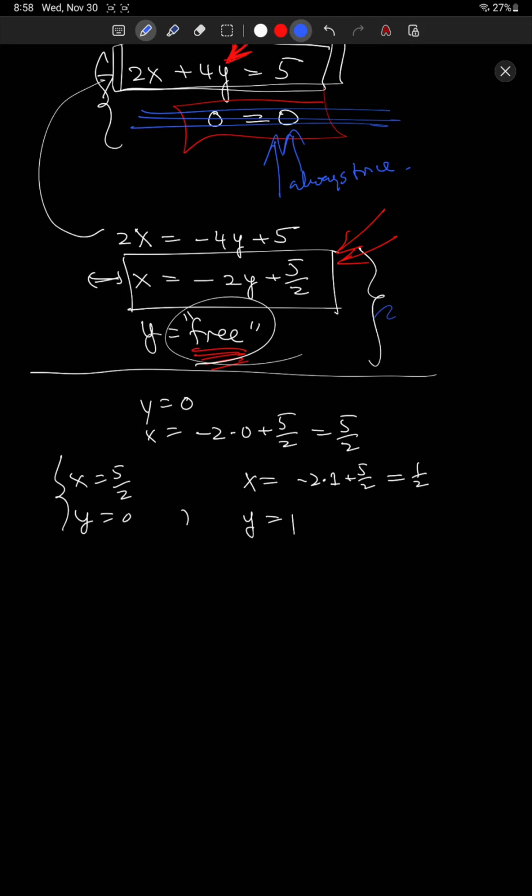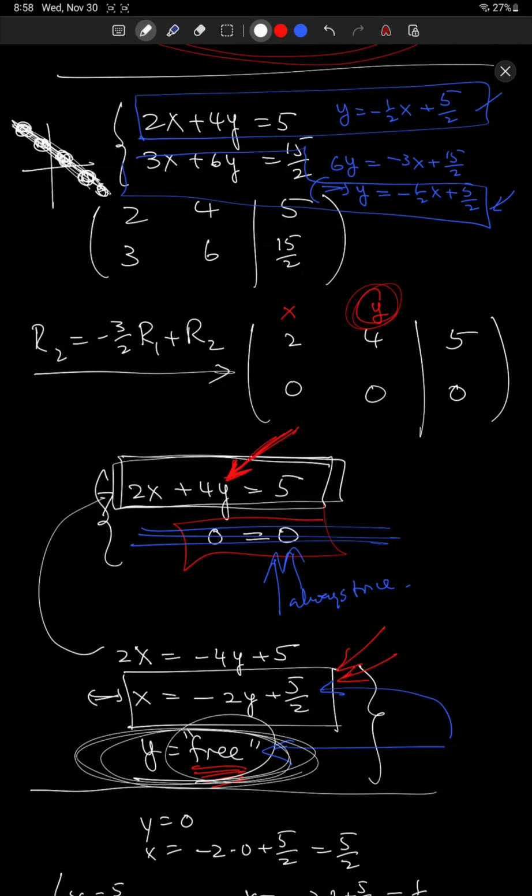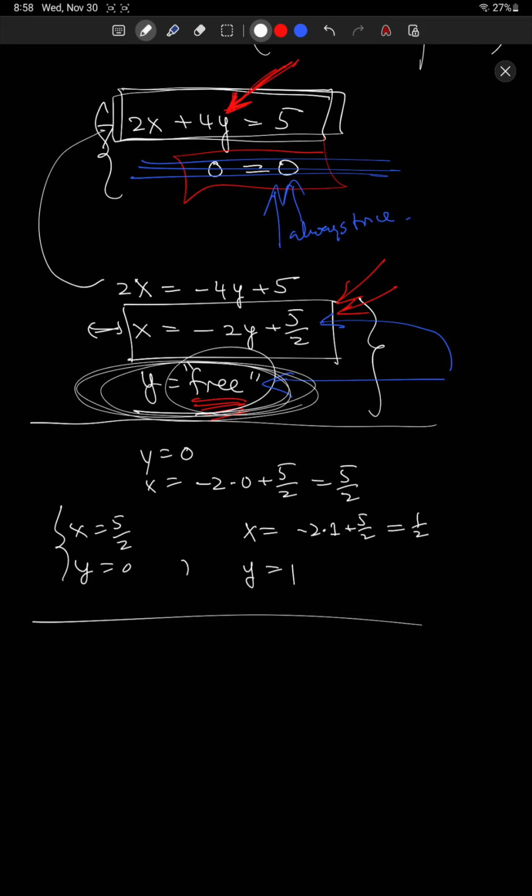That's what we mean by the word free. Y is free to be anything it wants. But once we've chosen y, that means x is determined to be some other number. So you can see an infinite number of solutions because y has an infinite number of possibilities. And again, this all makes sense because we're searching for the intersection of two lines, and those two lines happen to be the same line, so they lie on top of each other. And so their intersection is actually every point that's on that one line.